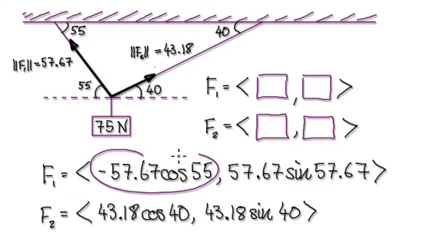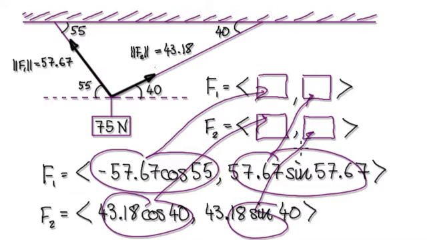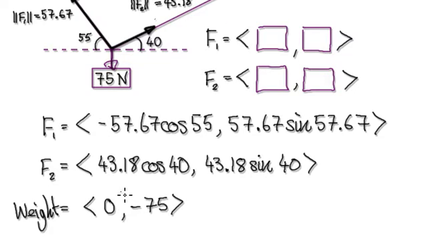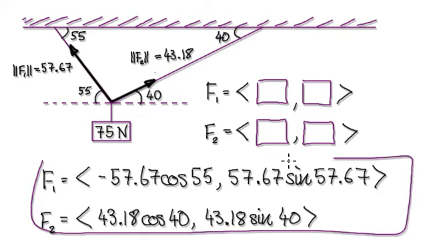Anyway, this thing here goes into here, and this thing here goes into here, and so on. And by the way, your weight going down would be represented by this. It would be 0 horizontally, but because it's going downwards, it would be negative 75. We don't actually need this, but I'm just trying to illustrate it to you. Okay, so this here would be your final answer.